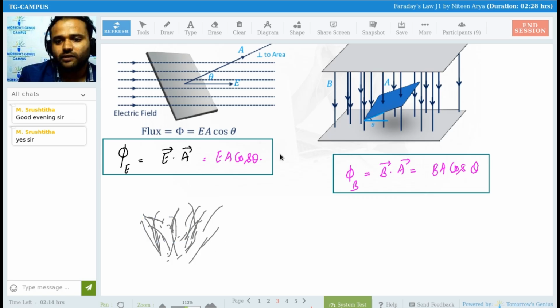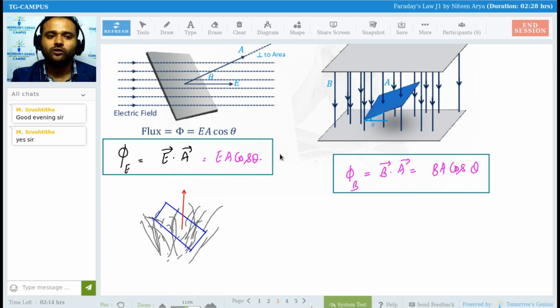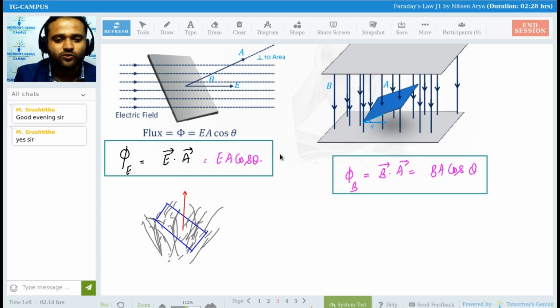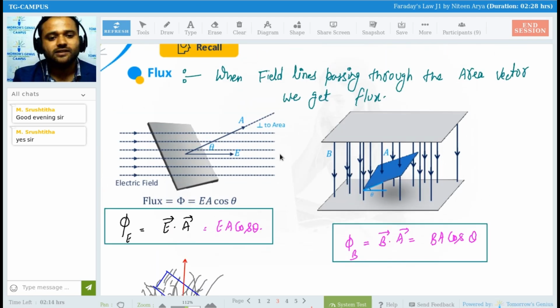and I draw a vector also. Clear? The amount of smoke, or imaginary smoke lines, passing through this area is known as smoke flux. But in physics, don't worry about smoke or fluid. We are going to discuss only electric flux and magnetic flux. Is this clear, everyone?